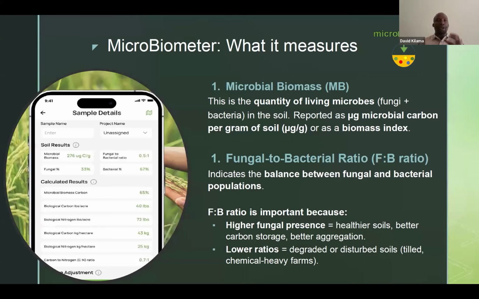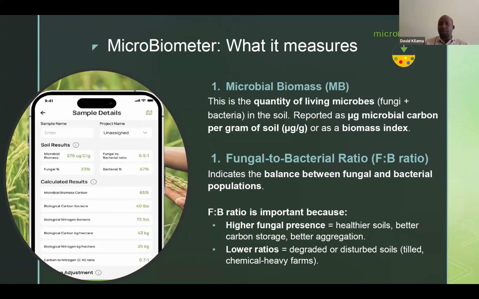If I pick the one we are loving most, that is using the microbiometer. And here, what does it measure? When you're using the microbiometer, you have to have in mind that you're going to measure microbial biomass in the soil. This is the quantity of living microbes. Here, we are quantifying fungi plus bacteria in the soil. It's reported in terms of micrograms of microbial carbon per gram of soil. So this is how you measure microbial biomass using these microbiometer test kits. You can call it a biomass index, or microbial carbon per gram of soil.